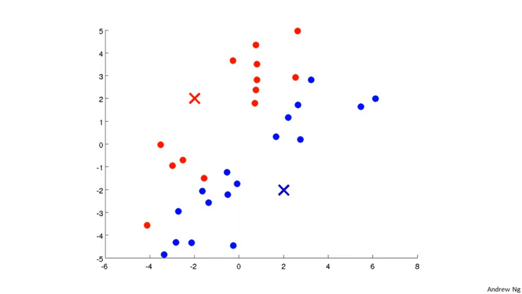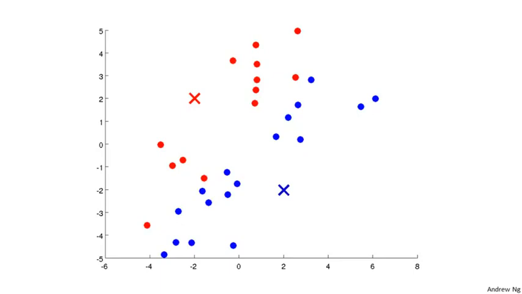The other part of k-means, the inner loop of k-means, is the move centroid step. And what we're going to do is take the 2 cluster centroids, that is the red cross and the blue cross, and move them to the average of the points colored the same color. So I'm going to look at all the red points and compute the average, that's really the mean of the location of all the red points, and move the red cluster centroid there. And the same thing for the blue cluster centroid. Look at all the blue dots and compute their mean, and then move the blue cluster centroid there.